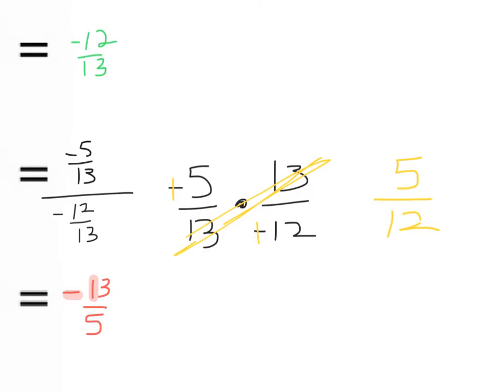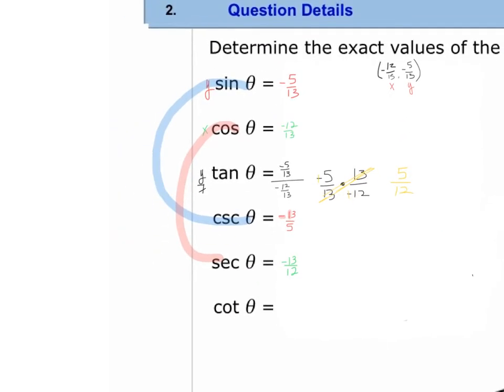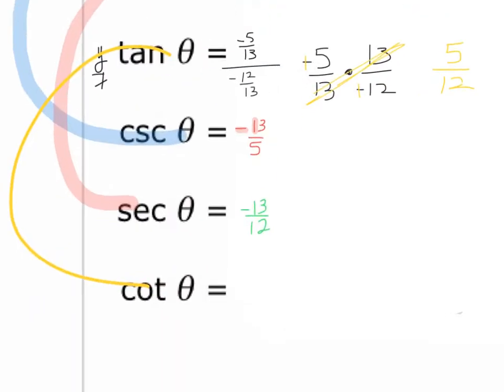Tangent goes with what? Cotangent. So if my tangent is 5/12, what's my cotangent? 12 fifths. 12 over 5, 12 fifths. You guys good? We agree?